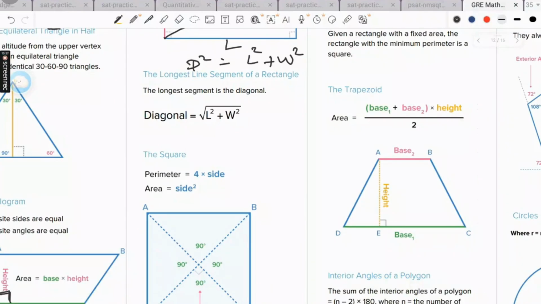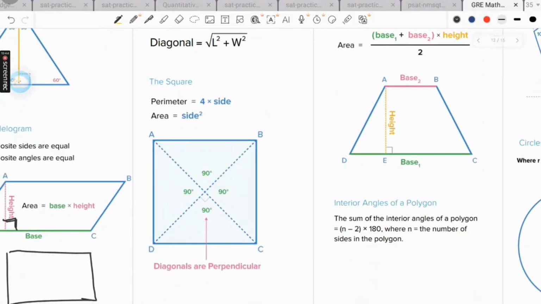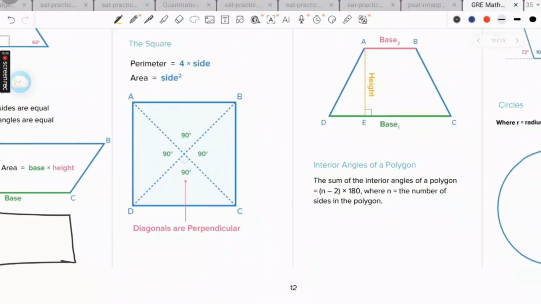Perimeter of a square: you add all the sides. I think it's better to know what the perimeter is, which is the distance around a shape, whether it's a triangle or even a circle. In a circle we call it circumference. The distance around an object is the perimeter.